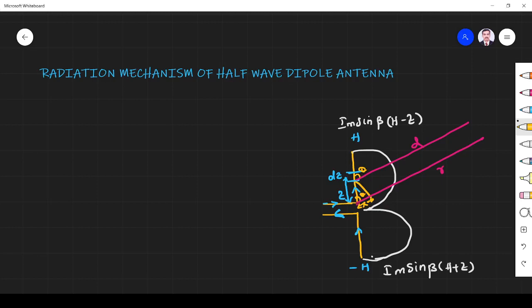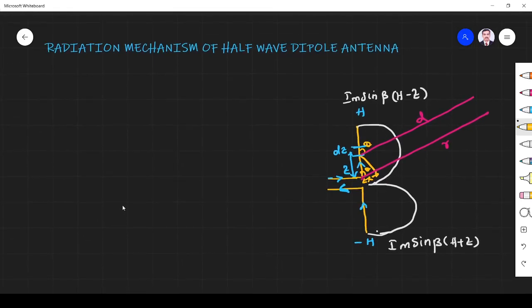Hi students, welcome to this session on the radiation mechanism of a dipole antenna. This is a very important concept. Let us start. Here we will derive the equations for the electric field, the magnetic field, the radiation resistance, and the power radiated by the half wave dipole antenna.